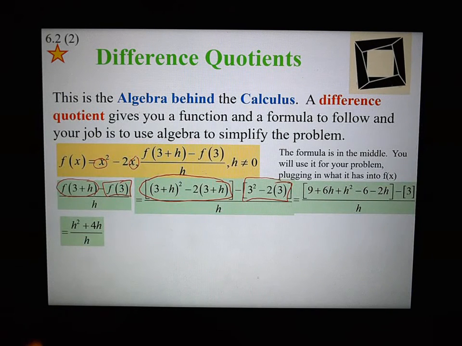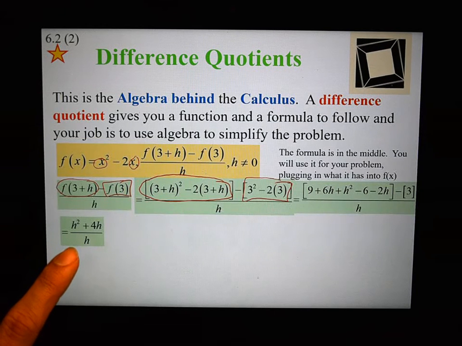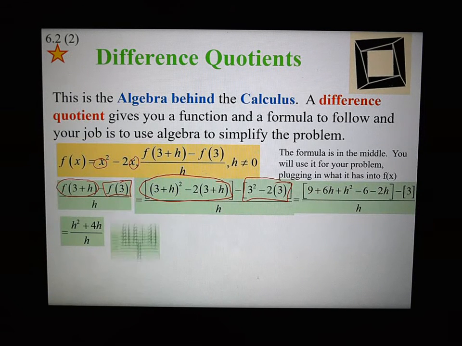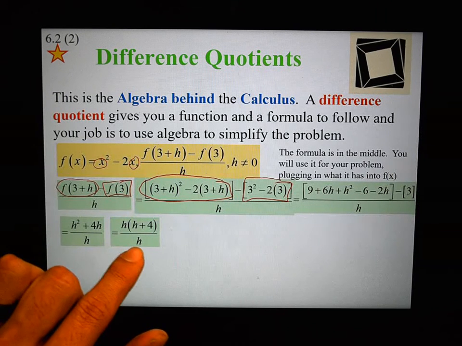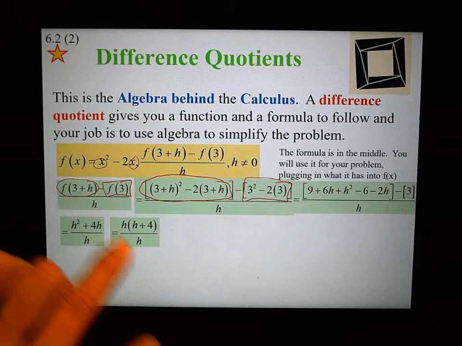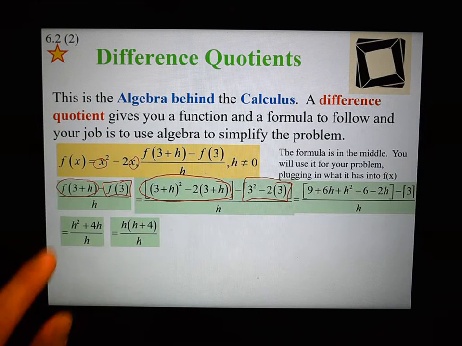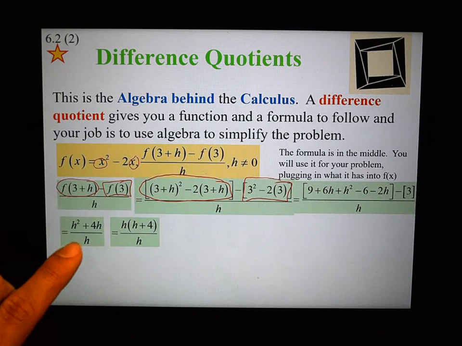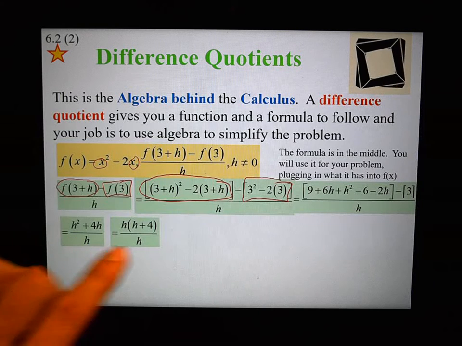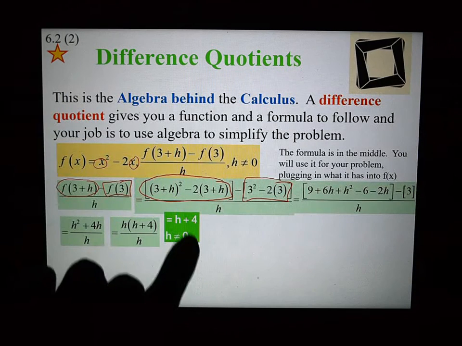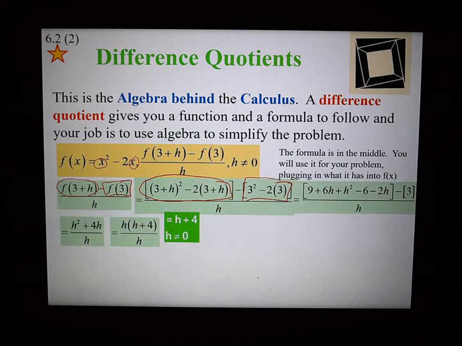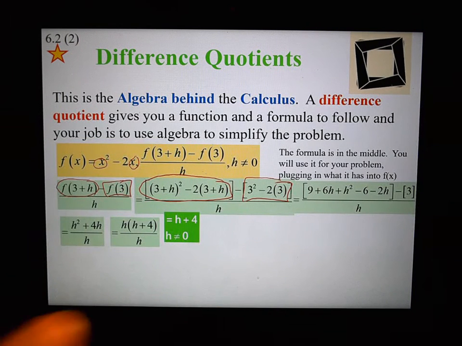And if I do this right, something should factor out of the numerator and the denominator, which I can factor. And h and h, because it's multiplication now, we can reduce. You cannot reduce here because it's not groups of multiplication. And so h plus 4 is what our answer is, with the limitation that h cannot equal 0.